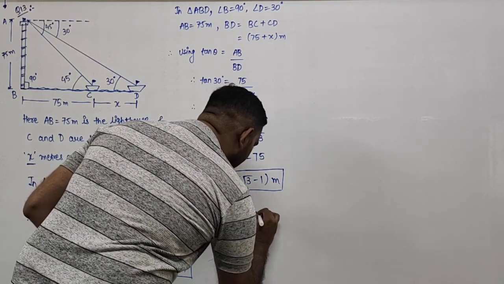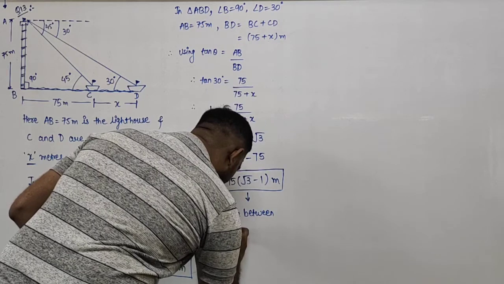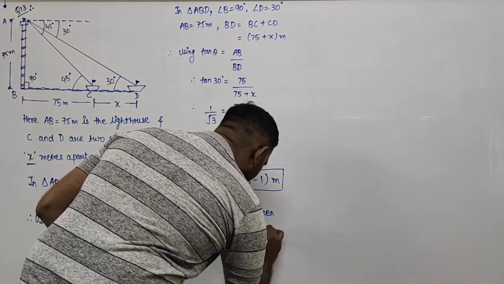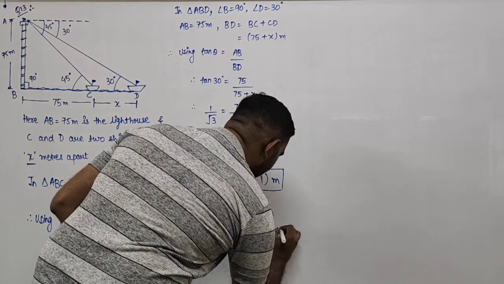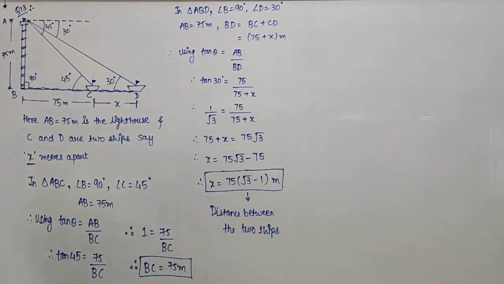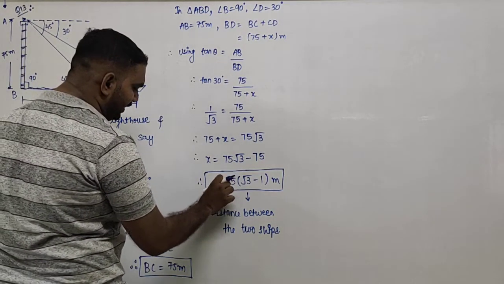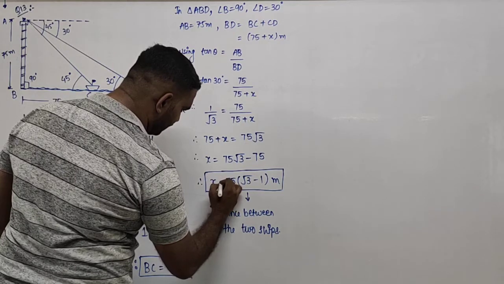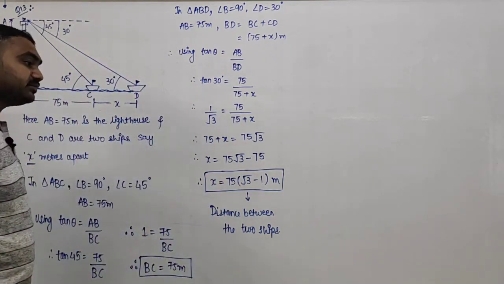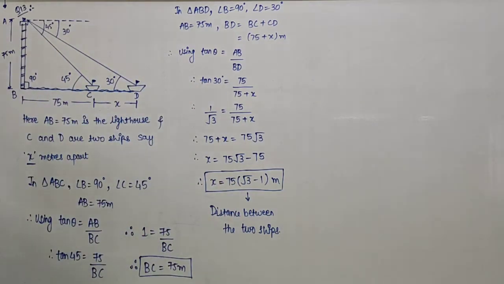This gives me the distance between the two ships: 75 multiplied by root 3 minus 1. I hope you have got the answer like this. The same answer that we got here, the value of x, 75 multiplied by root 3 minus 1. Right? So this must be the answer to this question, the distance between the two ships.